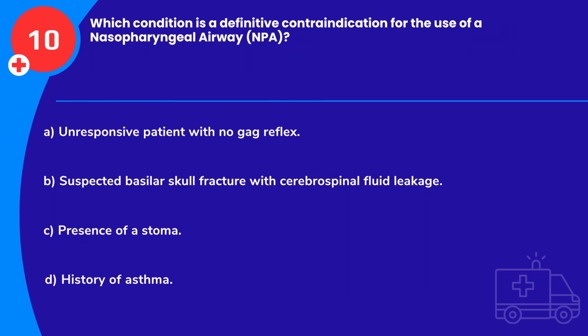Question 10. Which condition is a definitive contraindication for the use of a nasopharyngeal airway in PAE? A. Unresponsive patient with no gag reflex. B. Suspected basilar skull fracture with cerebrospinal fluid leakage. C. Presence of a stoma. D. History of asthma.